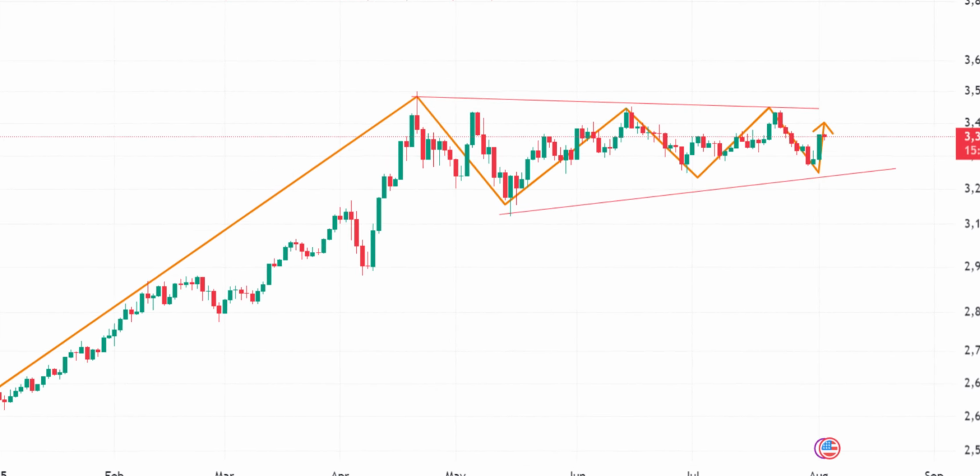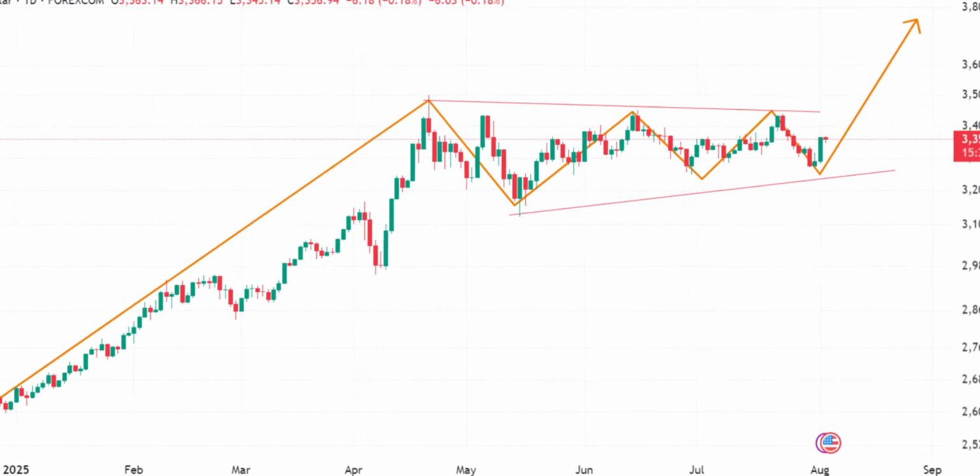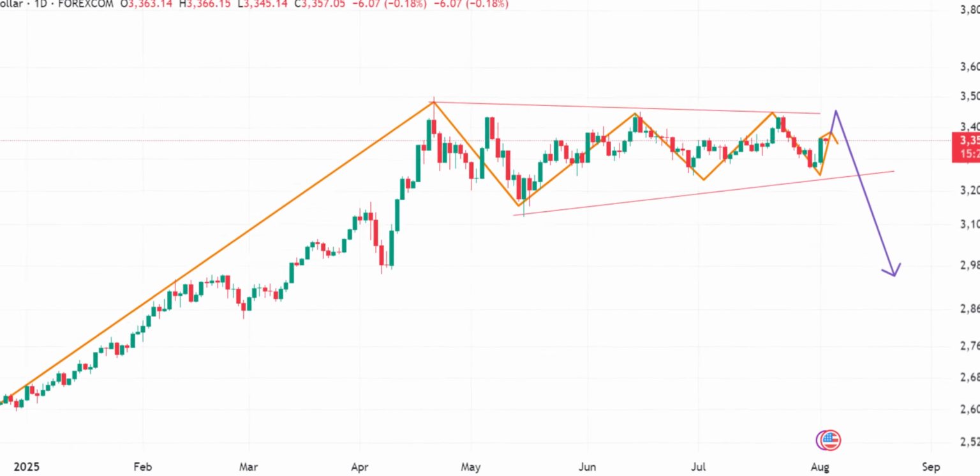Gold has been consolidating, but is it gearing up for a lift off or facing another leg down?